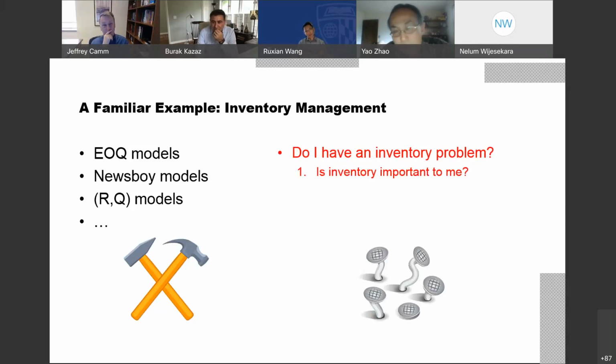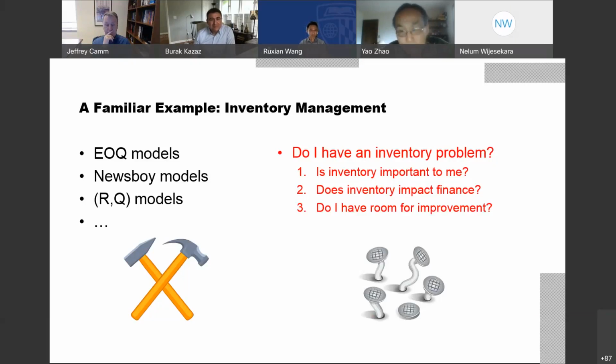For example, financial firms and software companies carry very little inventory. The second question is: how does inventory impact finance? We improve inventory not just for the purpose of inventory, but to get a better financial outcome. That is the ultimate objective. And thirdly, do I have room for improvement? This question is also critical because I may already be at the optimal, so there's little room for further improvement.